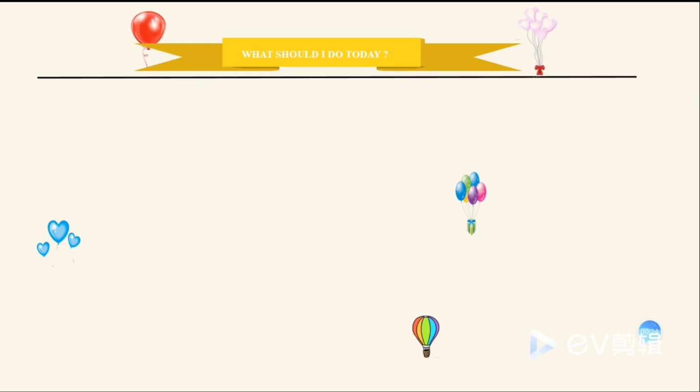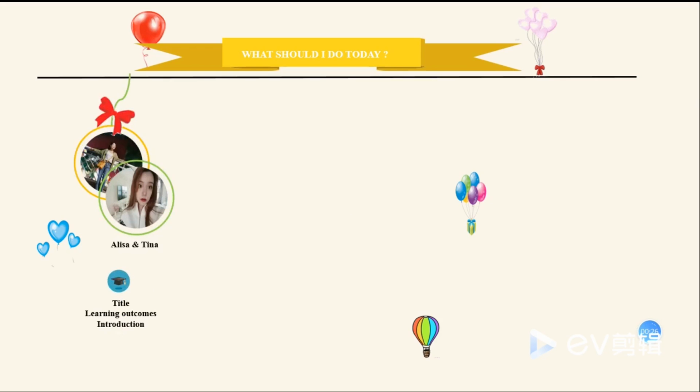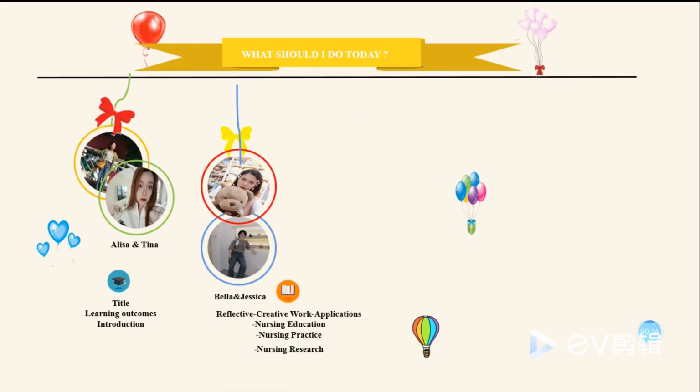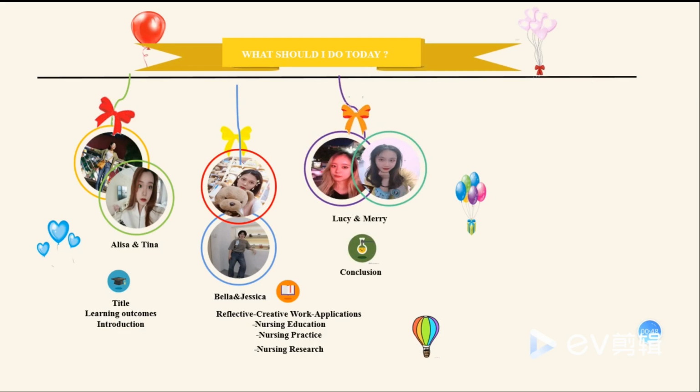There are 6 members in my group. So Alisa and Tina will be responsible for title, learning outcomes, and introduction. Bella and Jessica, they will be responsible for reflective creative work. The body includes the applications of nursing education, nursing practice, and nursing research. The last Lucy and Mary will be responsible for conclusion.